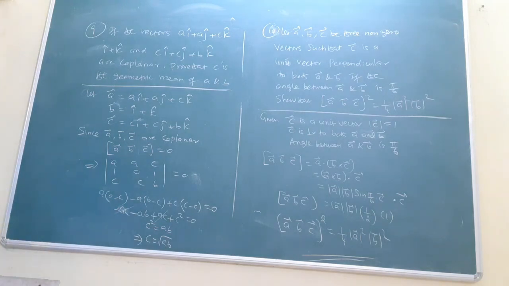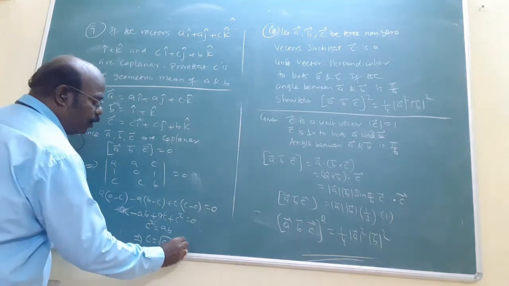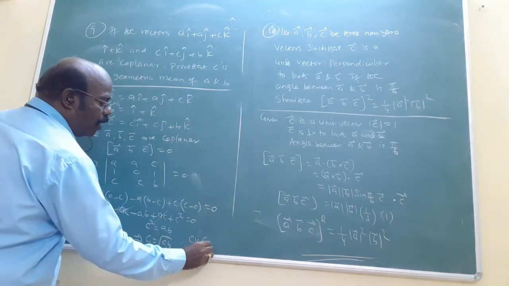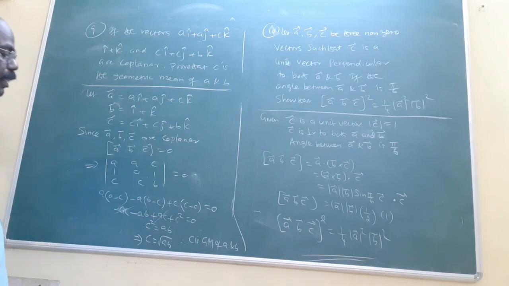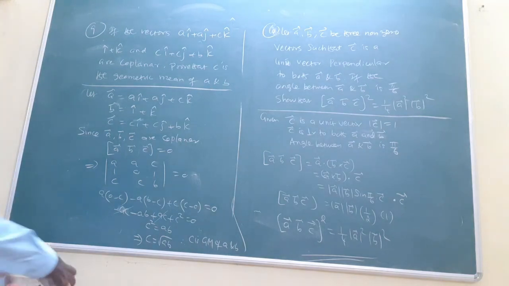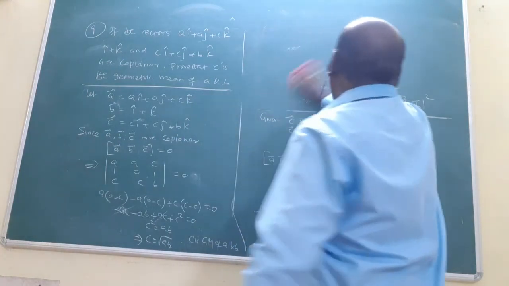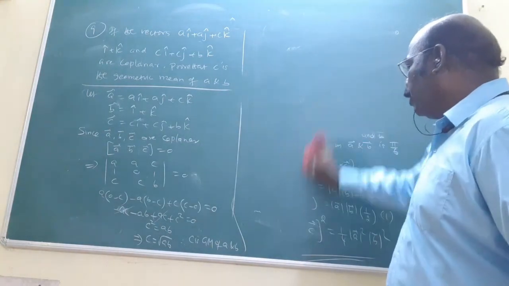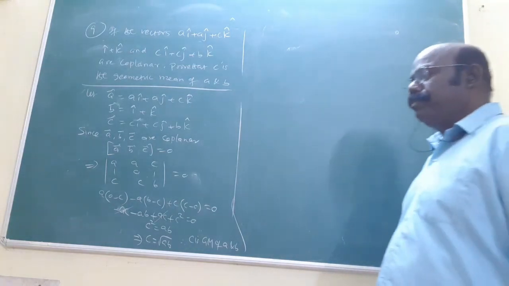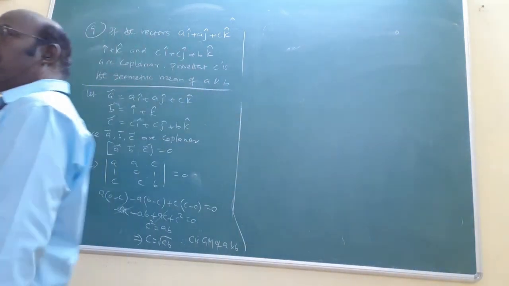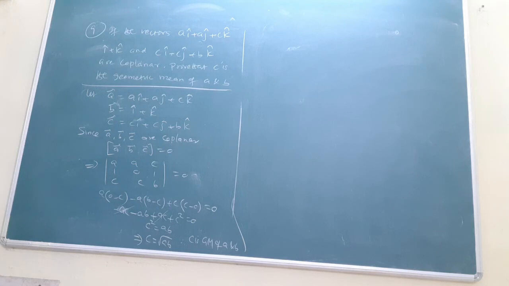Which implies C equals root of AB. This is the answer. Therefore C is the geometric mean, GM, of A and B. That is the answer. GM means geometric mean of A and B. The 10th question is already over. Now this exercise is completely over. Exercise 6.2, all the exercise is over. This small concept only: coplanar, scalar triple product, volume of the parallelepiped. Using this idea only, we did all the problems. Anyway, exercise 6.2 is over. Today that's all.